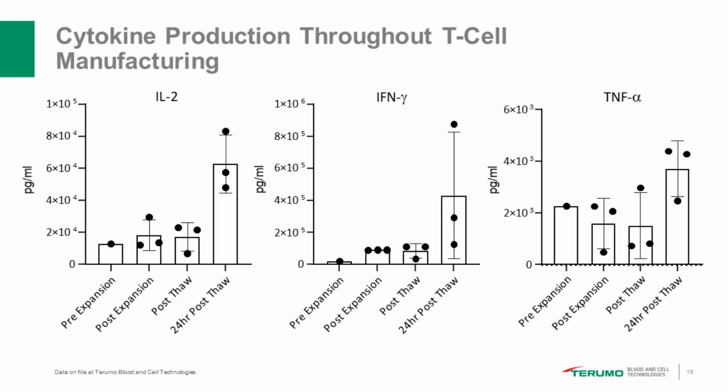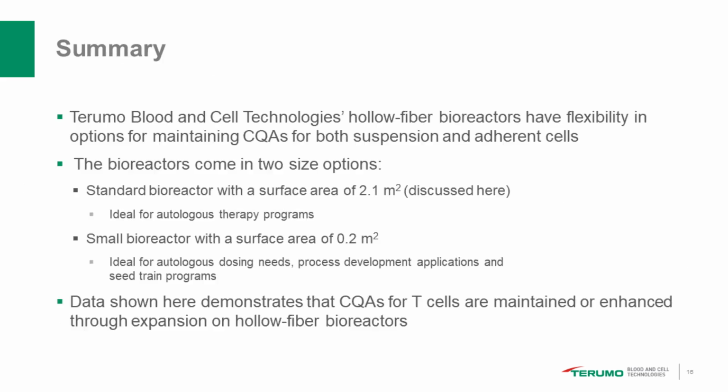As you can see with the cytokines listed here, IL-2 slightly increases throughout production on the bioreactor. But when you think about being ready for a clinical paradigm, at 24 hours post-4, after it has gone through the entire process, IL-2 increases, and similarly with interferon gamma. For TNF alpha there's a modest increase, but also going in the direction that you would want.